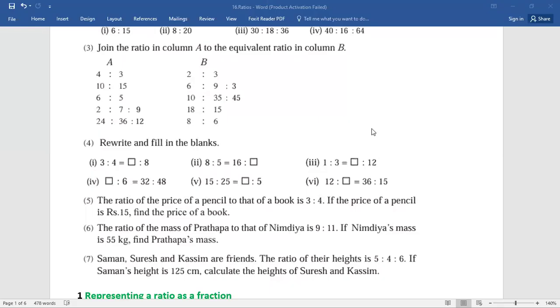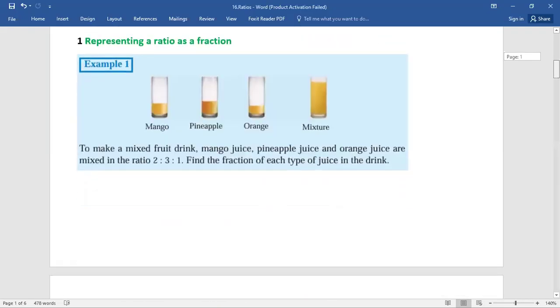Right, okay, so I hope you can see the screen. Right. Now this part is okay. Now we are going to move to this part. Please write this, representing the ratio as a fraction, and write this question as well. No need to draw, right? No need to draw. Write the subtitle and write the question.